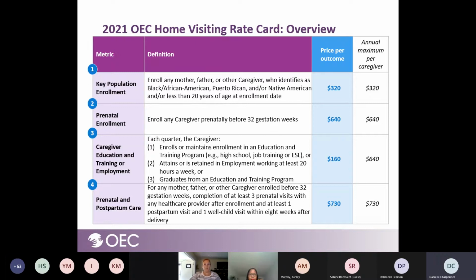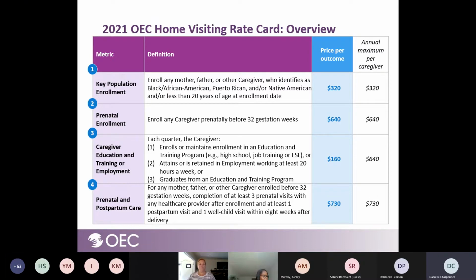The third metric is caregiver education and training or employment. This metric is open to any caregiver served, not necessarily newly enrolled in home visiting after July 1st, and can be achieved 4 quarters throughout the year. And this metric is broadly defined to include education and training, as well as employment working at least 20 hours per week or graduation from an education and training program. And then last but not least, we have the prenatal and postpartum care metric. This focuses again on that crucial prenatal and postpartum period. Is open to any caregiver and is defined along several prenatal visits, 1 postpartum visit, and 1 well-child visit.